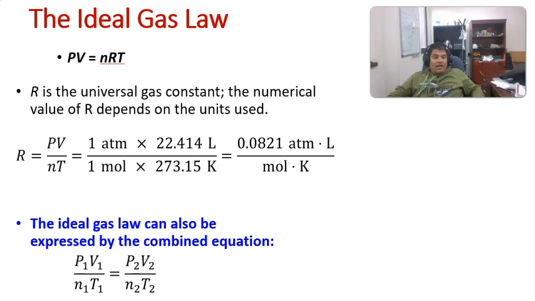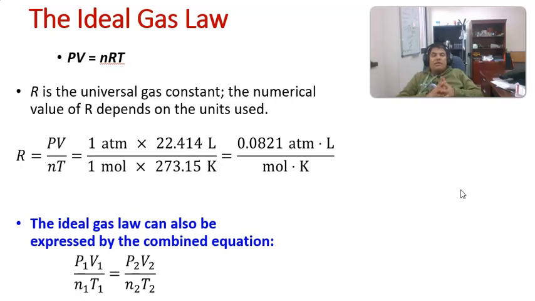So now let's go to the ideal gas law. We have so far studied Boyle's law, Charles law, Gay-Lussac law, and the combined law. Combined law is PV by T equals a constant. So that we have always studied.